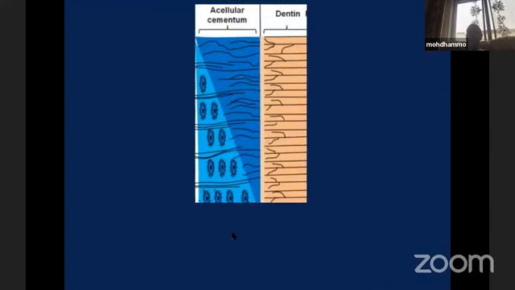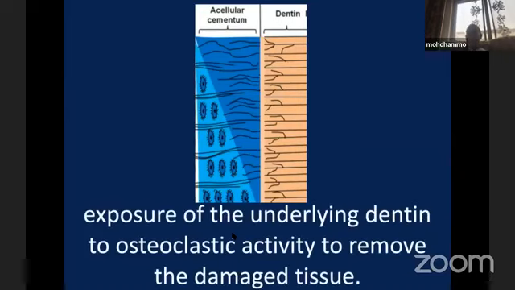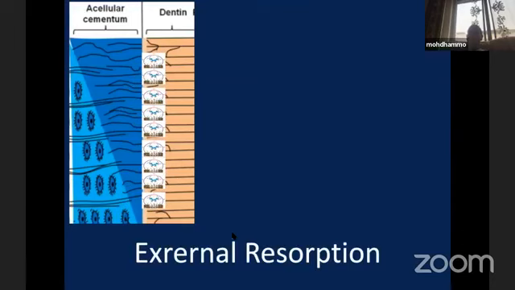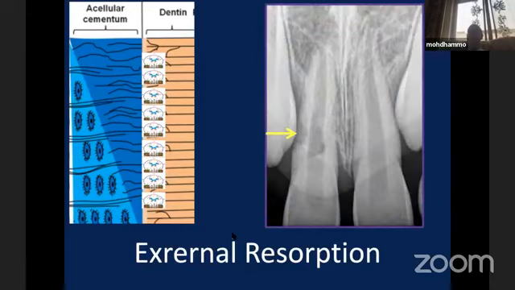It will damage the pre-cementum layer, and next, there is exposure of the underlying dentine to osteoclast activity to remove the damaged tissue. So now there is nothing to stop the osteoclasts from entering the dentine because we lost the pre-cementum. So those osteoclastic cells will enter inside and they will cause external resorption like what happened here. So now we have external resorption of this tooth because of the loss of the protective layer, which is pre-cementum.